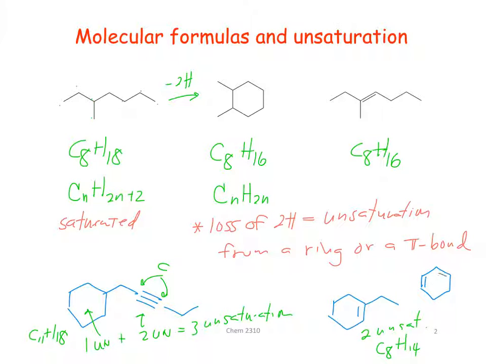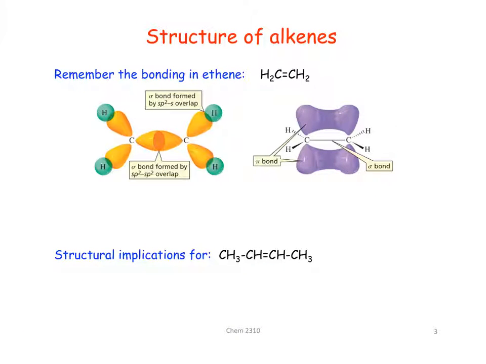What if we had a benzene ring? How many unsaturations does a benzene ring have? Well, it has a ring, that's 1. And we can see 3 pi bonds. Each one is an unsaturation. So a benzene ring has 4 unsaturations. Alright, so now let's go on and remind ourselves of the structures of alkenes.